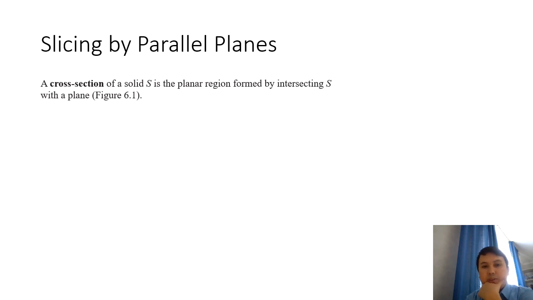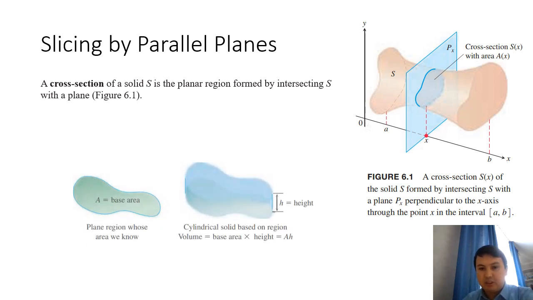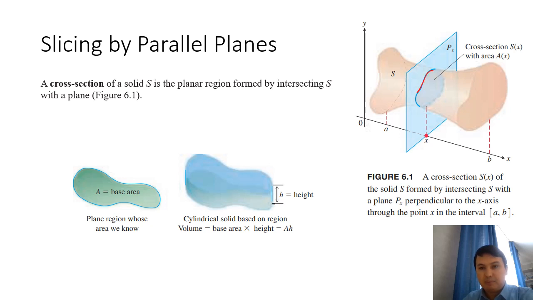What is a cross-section? Well, the cross-section of a solid S is the planar region formed by intersecting S with a plane. So you sort of cut your solid. What is a solid? A solid is a three-dimensional object, right? So you cut it in some way with some plane, and whatever region is cut out, that's called the cross-section. So here the cross-section would be this small piece of the solid, right?